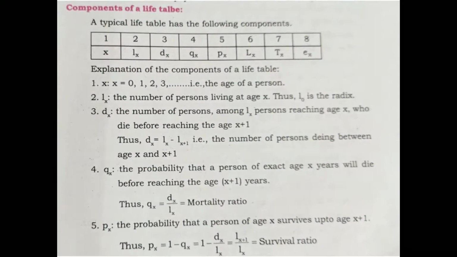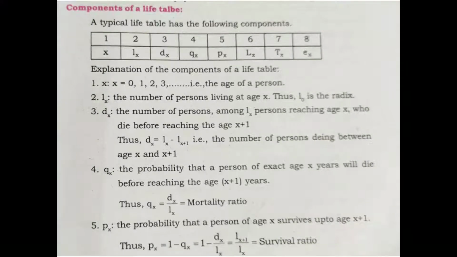Next, we shall learn the components of the life table. There are 8 components. First one is x, second one is lx, small letter lx, third one dx, fourth one qx, fifth one px, sixth one capital Lx, seventh one capital Tx, and eighth one small letter e subscript x. Now let us see the explanation. What are these components of a life table?